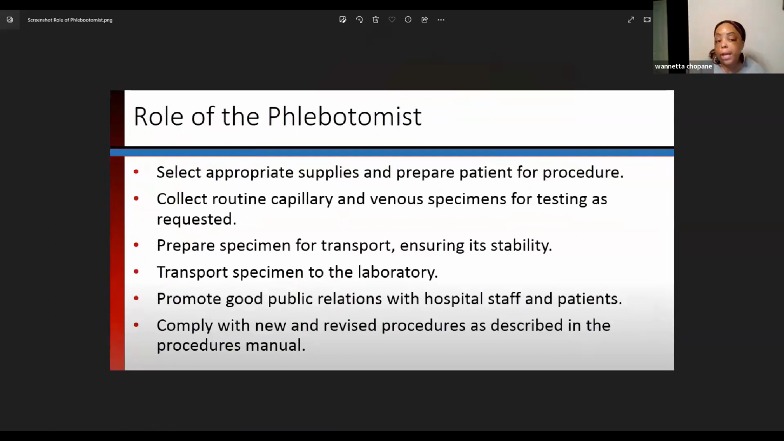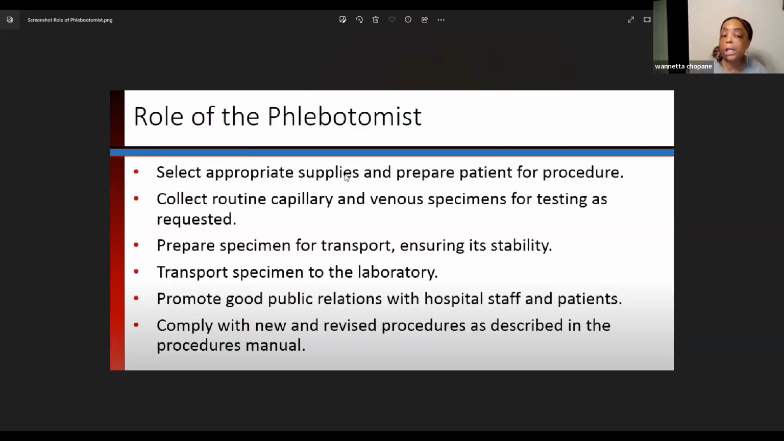Your role would be to select appropriate supplies and prepare the patient for the procedure. Remember, it's a procedure. It's not a surgery, but it is a procedure because you're taking a needle to cut through their skin. So that's still pretty important to make sure that you do appropriately, okay? I'm going to teach you how to grab the correct supplies, and know what the supplies are, what you need, and all that good stuff.